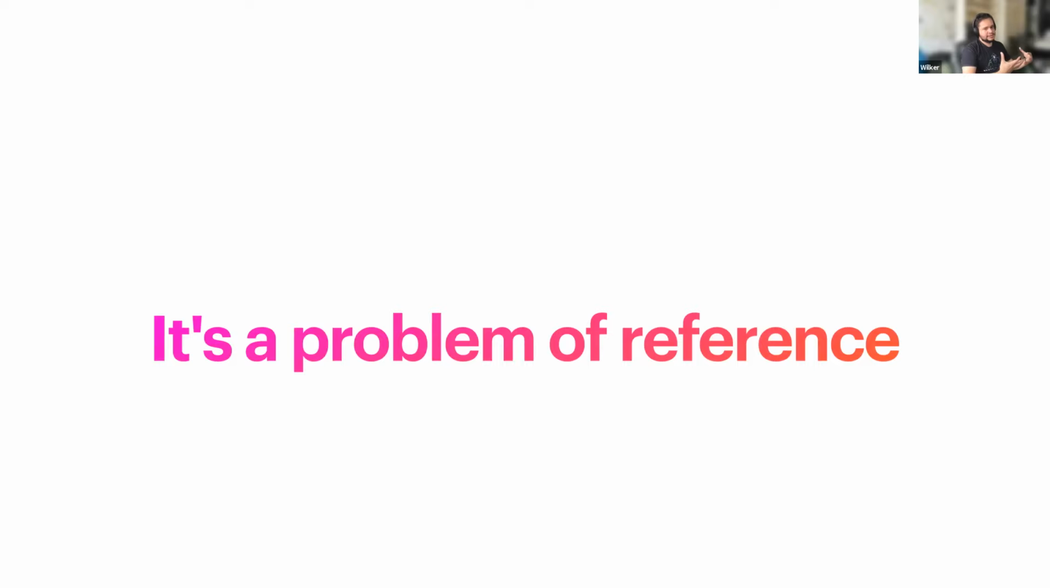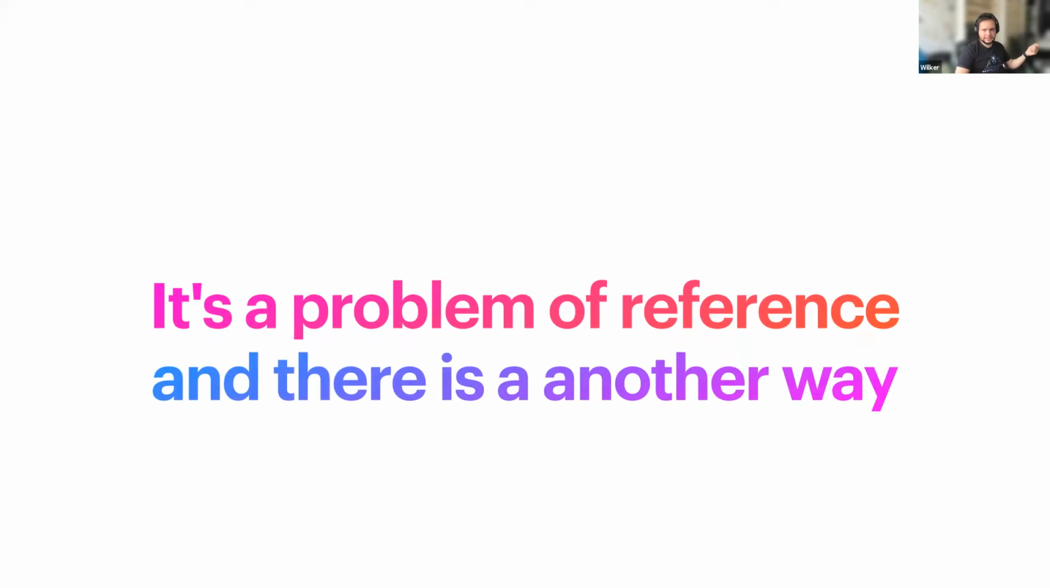And to me, that's really a problem of referencing. It's because we are choosing to reference those big names, like a URL or a specific type, when you return something. And I want to show you there is another way to do that.